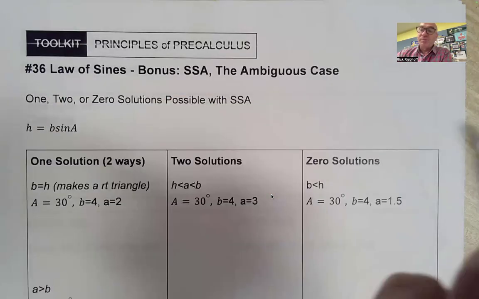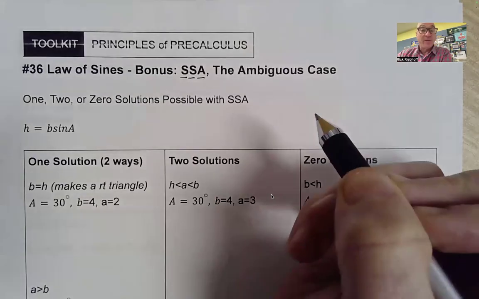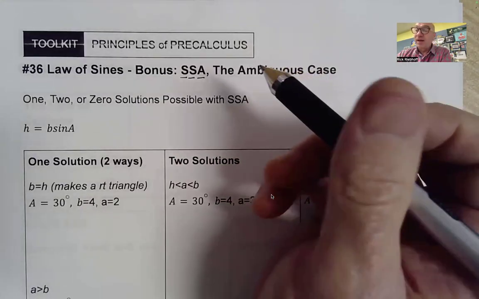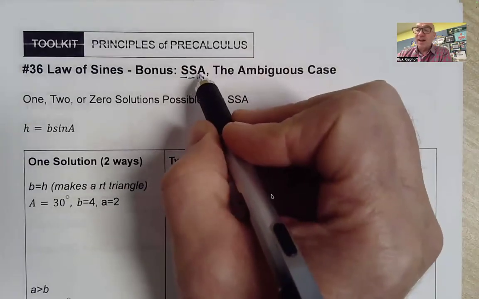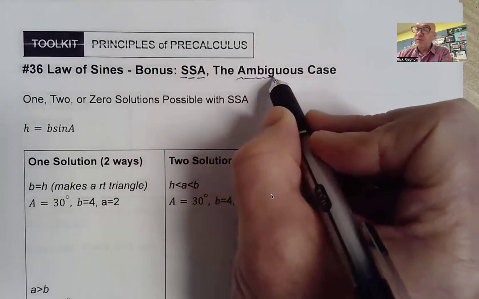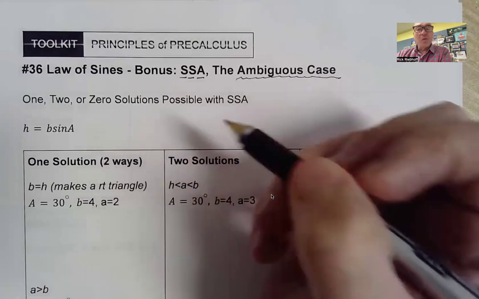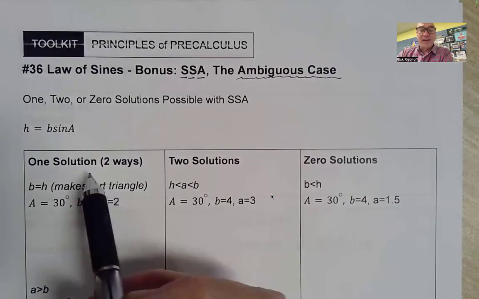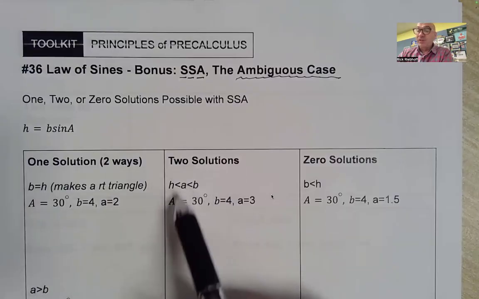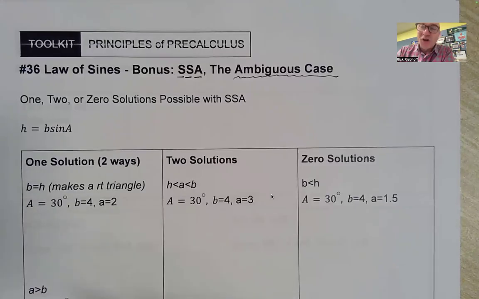There's a special case where we have a side and an angle. When this happens, some weird things can happen. So we have a side, and then outside of it is an angle. We call this the ambiguous case, because when we give you a side and an angle, we aren't always sure how many solutions we're going to get. There are two different ways we can get one solution, there's a chance we get two solutions, and there's a chance that it doesn't even work at all.